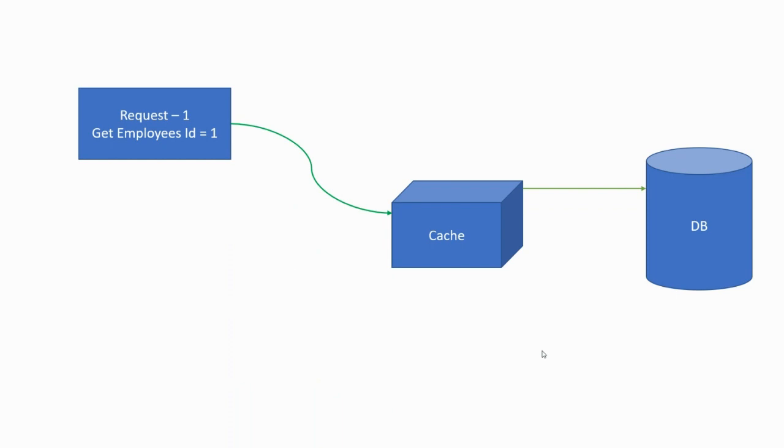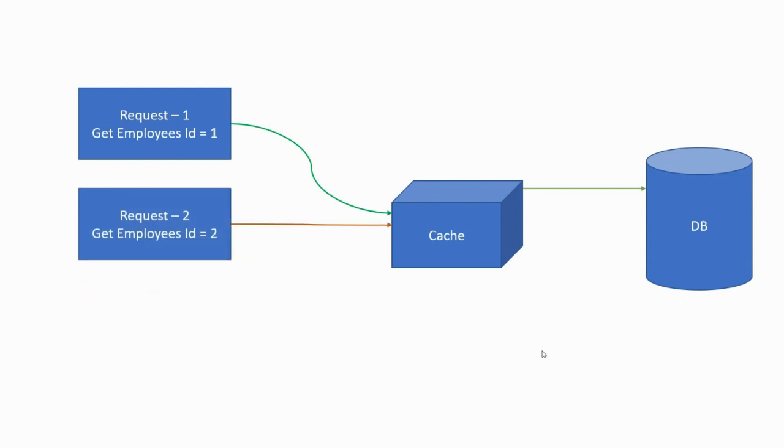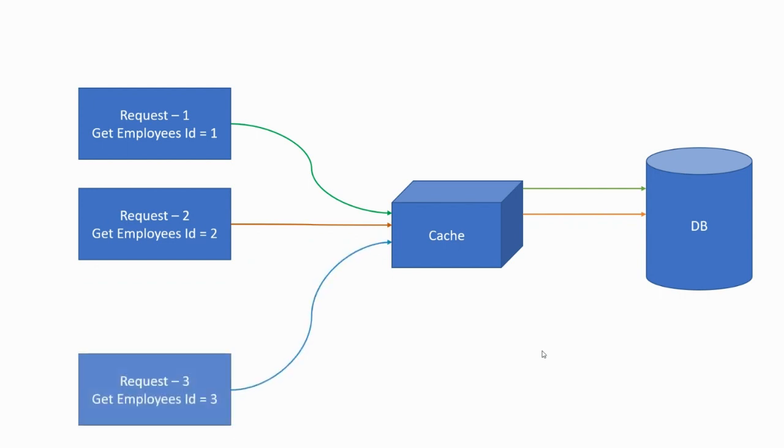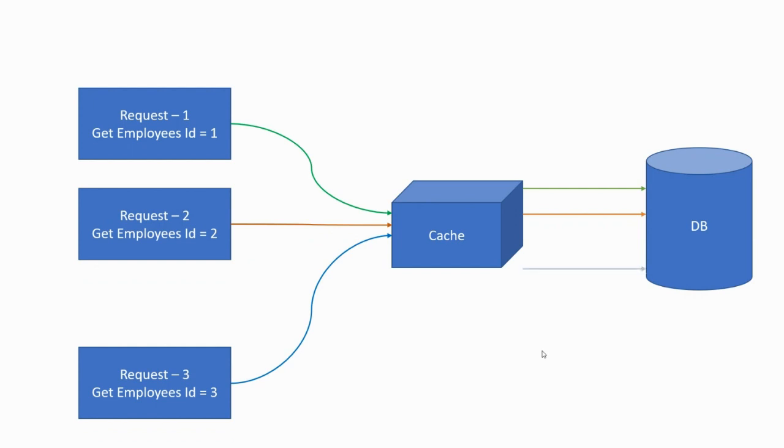Therefore, what happens when there is another similar request for a different ID? Since we have only fetched the employee with ID equal to 1 from the DB and updated the cache, we don't have an employee with ID equal to 2 present in the cache. So the cache will again go ahead and do a query to the DB to fetch the employee with ID equal to 2. Similarly, with another employee with ID equal to 3, the cache goes ahead and queries the DB to fetch the particular record and update its cache and return the result back to the client.